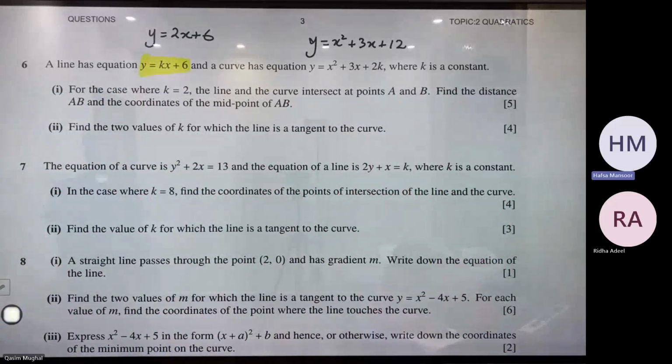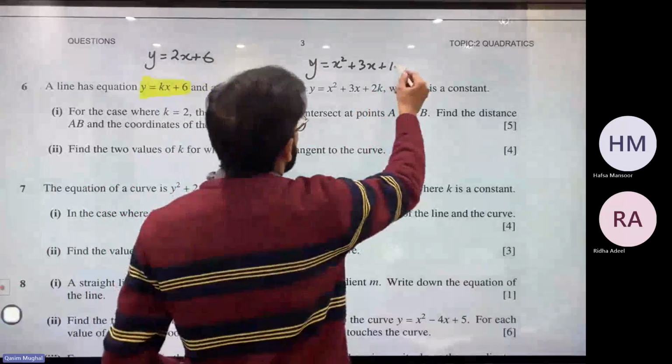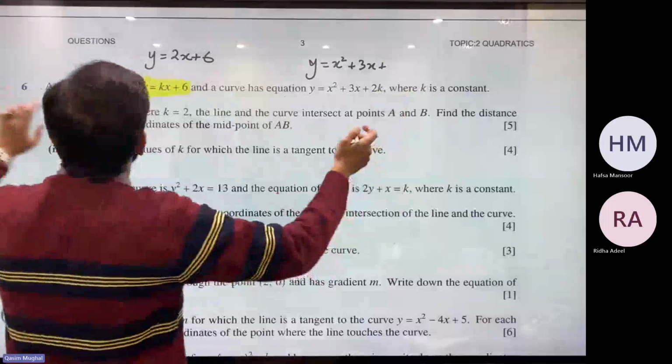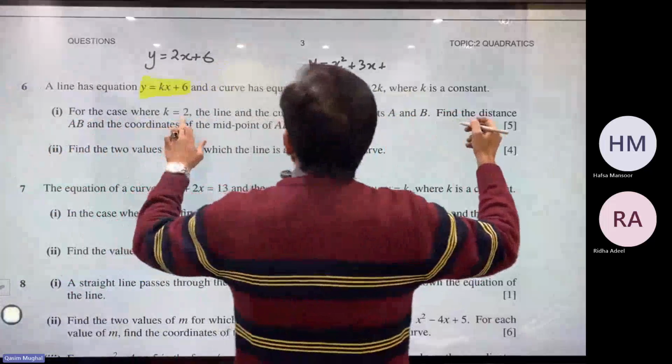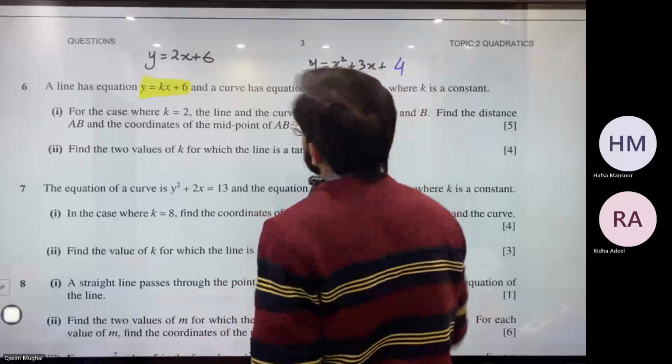Sir, the value of c for the quadratic equation is 4. Yeah, you're right. Sorry about that. This was 2. I thought it is 6. So 2 times 2 is going to be 4.